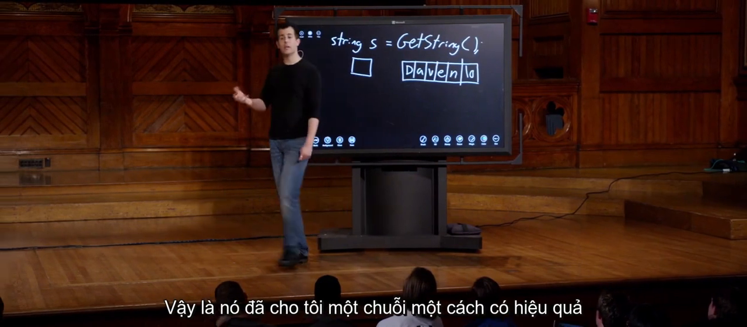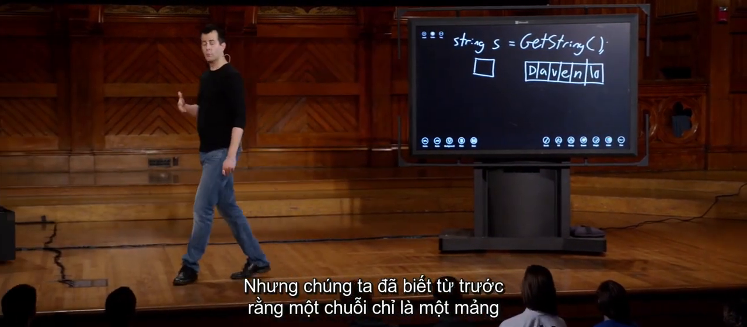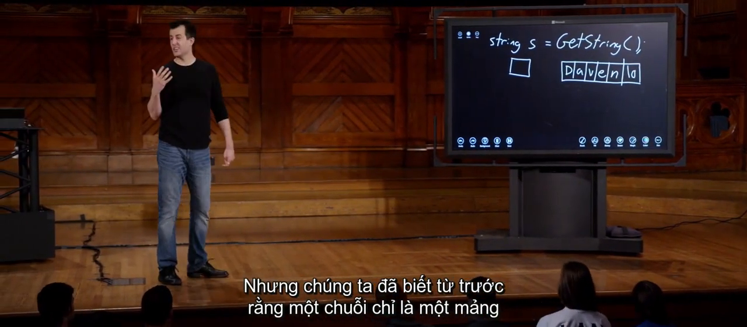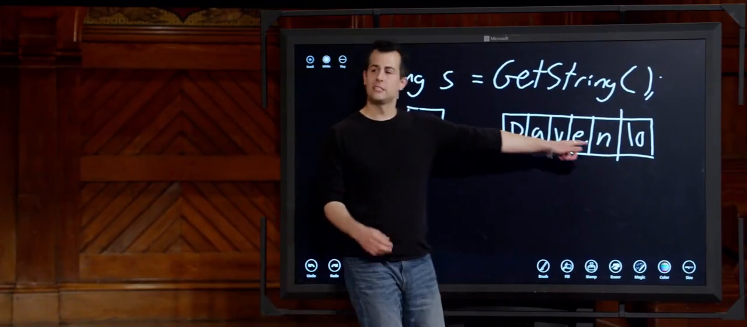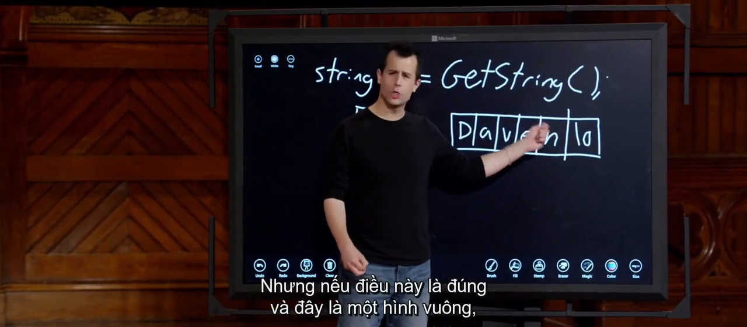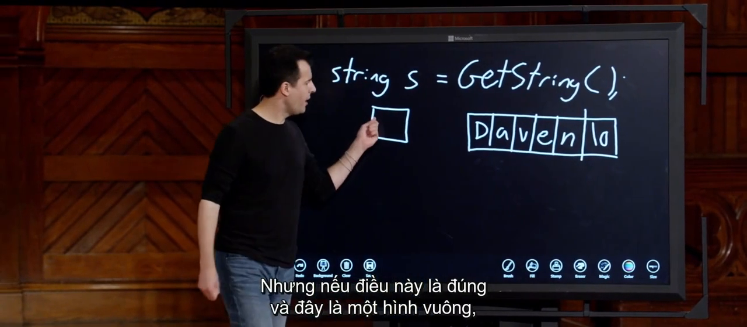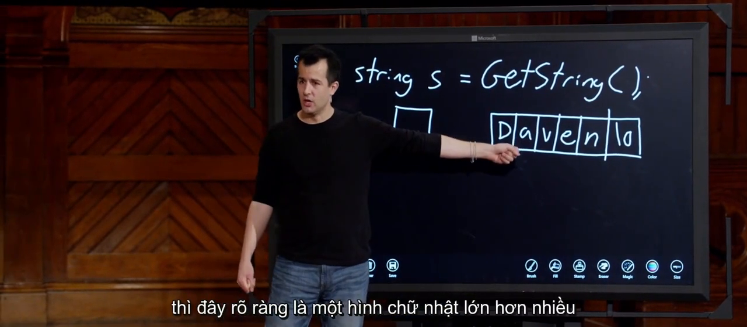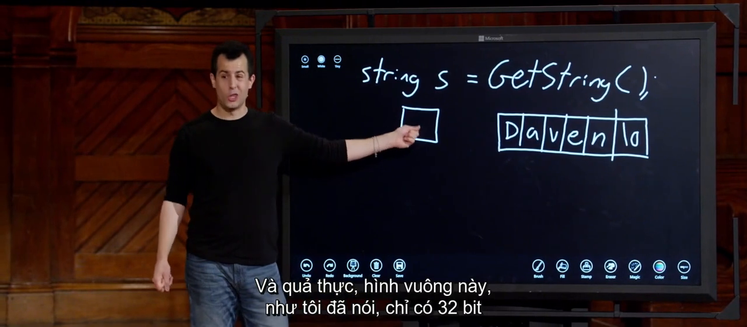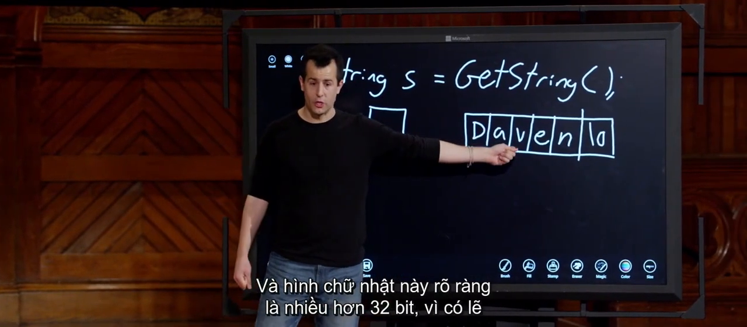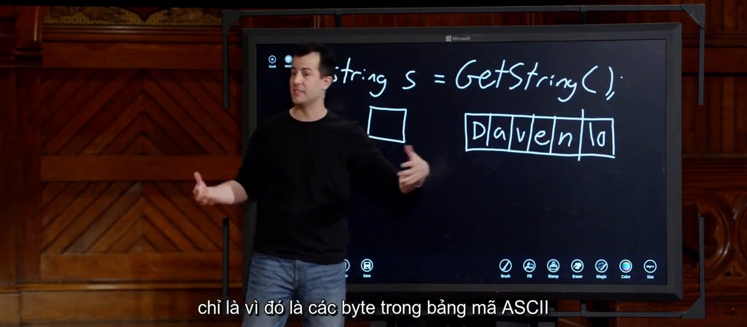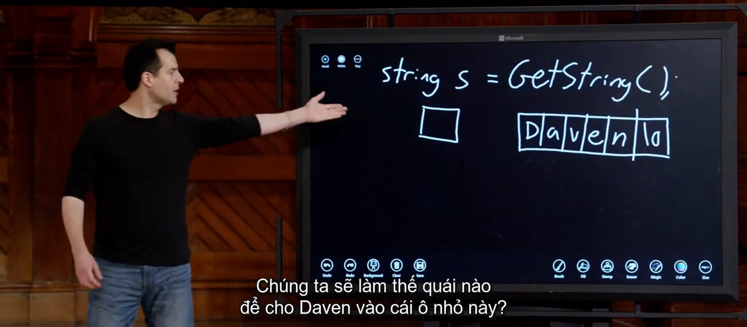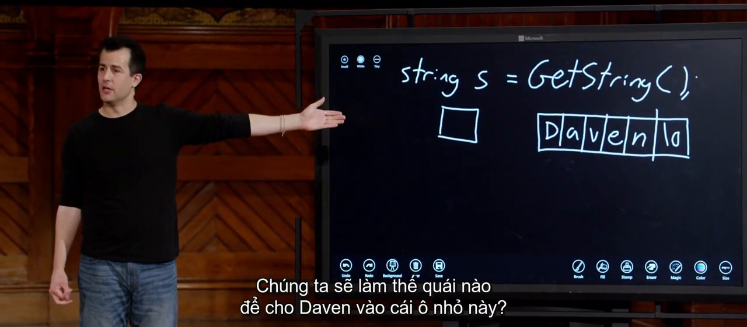So it effectively gave me a string, but we already know from previous looks that a string is just an array of characters, and it's terminated by this special sentinel character \0. But if this is true, and this is a square, this is clearly a much bigger rectangle, and indeed this is, I claim, only 32 bits, and this is clearly more than 32 bits, because this is probably 8 plus 8 plus 8 plus 8 plus 8 plus 8, just because of bytes and ASCII. How the heck are we going to fit Davin into this little box here?